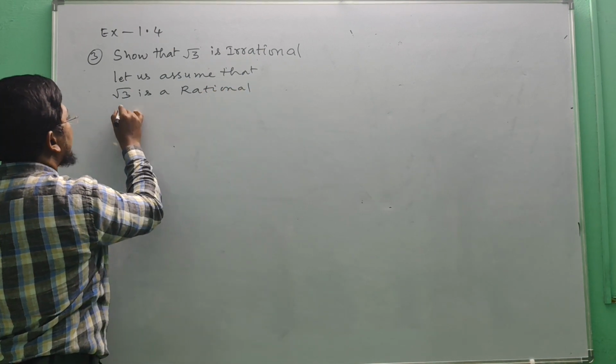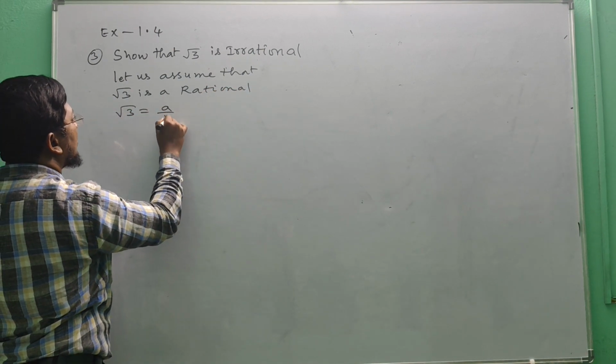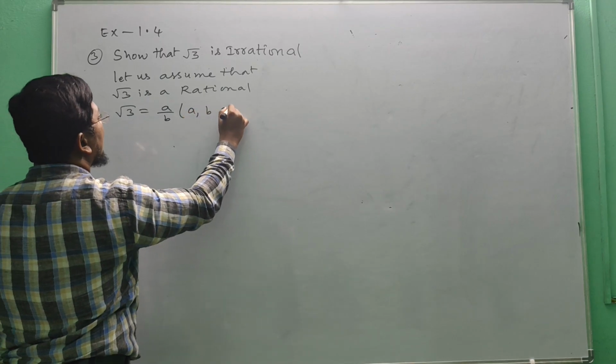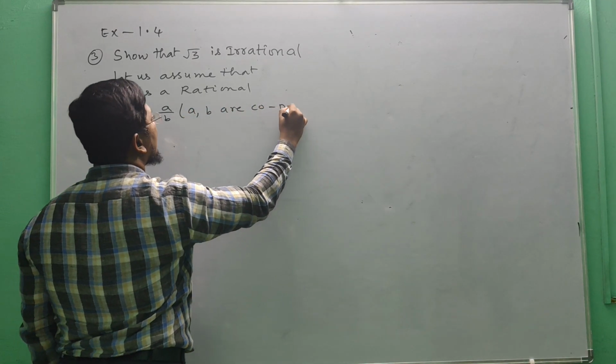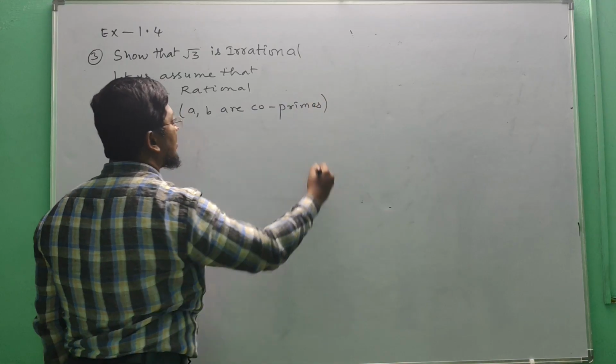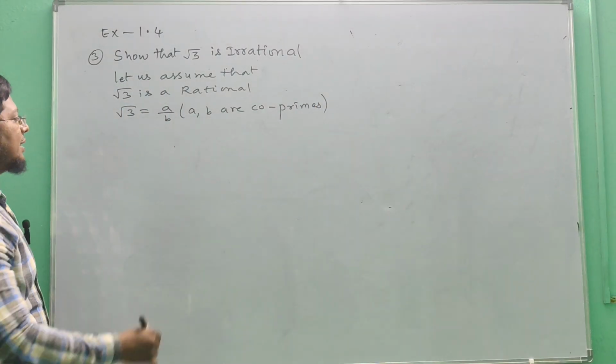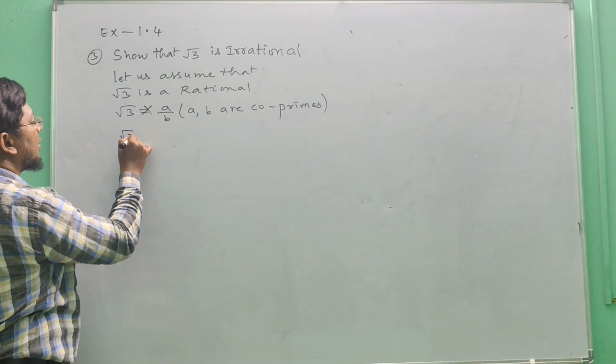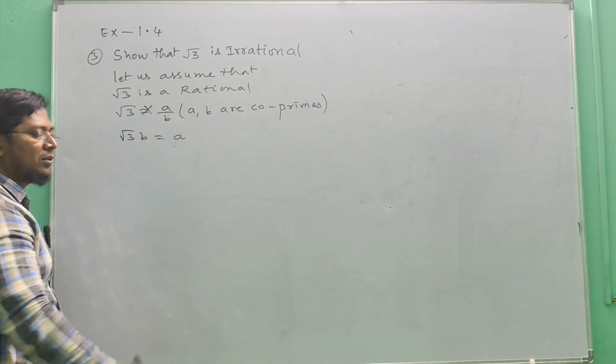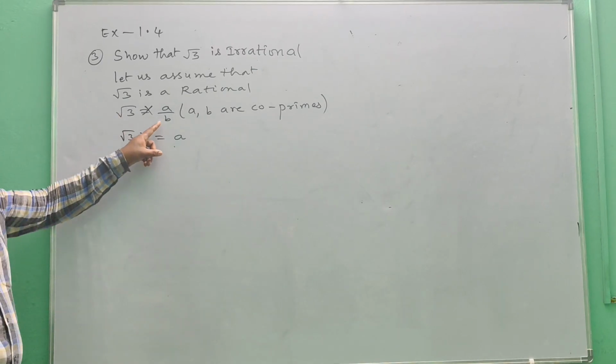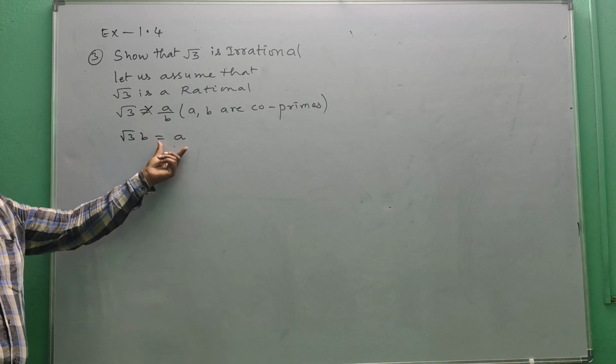If root 3 is rational, means root 3 is equal to what? a upon b, and a upon b are what? Co-primes. Okay, next step, cross multiply. What do we get? Root 3 b is equal to a. Root 3 multiplied with b. Root 3 b is equal to a.